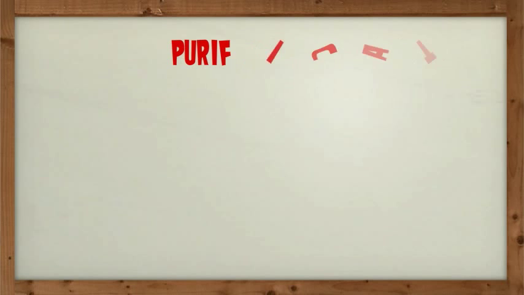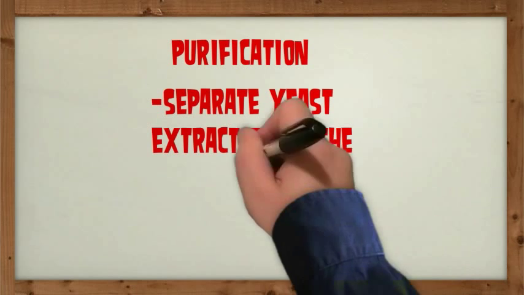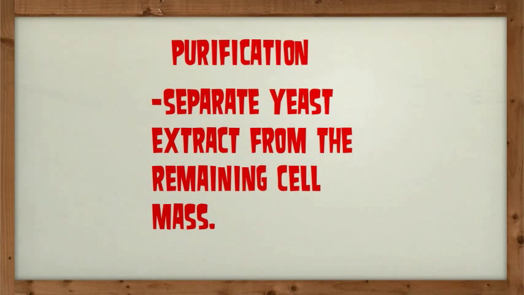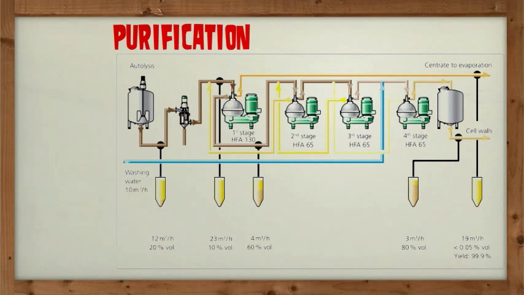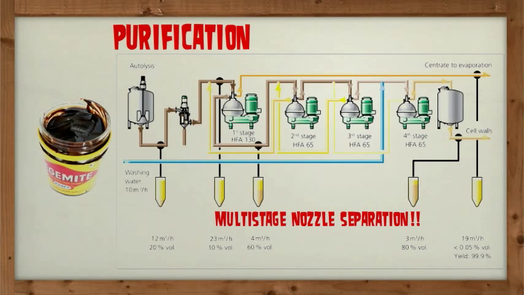After the yeast cell is autolyzed and hydrolyzed, it is sent for purification. The autolyzed yeast is purified to separate yeast extract from the remaining cell mass. Biomass separation is done by multi-stage nozzle separation to remove the spent cell fragments and other suspended fines from the autolyzed yeast. After that, the clear extract is evaporated to paste or spray dried to powder.